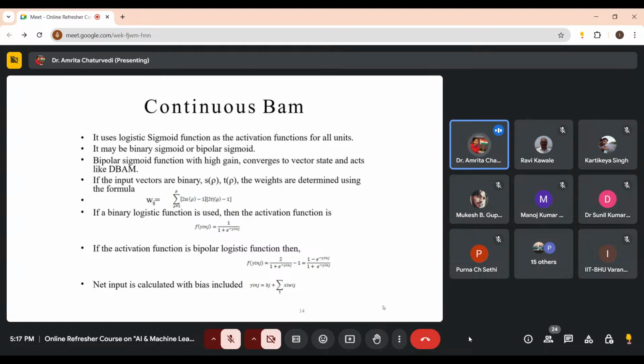However, if a binary logistic function is used, then the activation function is f of Yinj is equal to 1 upon 1 plus e to the power minus Yinj. If the activation function is bipolar logistic function, then f of Yinj is equal to 2 upon 1 plus e to the power minus Yinj, minus 1, that is equal to 1 minus e to the power minus Yinj upon 1 plus e to the power minus Yinj. So net input is calculated with bias included. So you simply add Bj to the summation of Xi Wij.